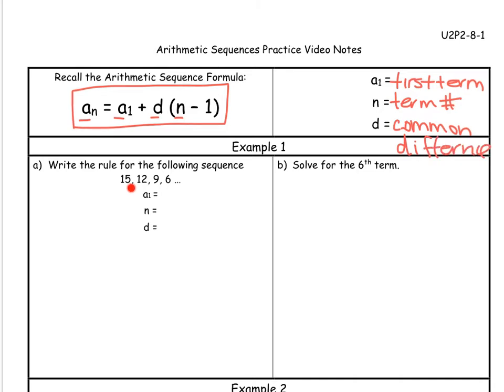So we're going to take a look at this sequence right here, 15, 12, 9, and 6. It's a decreasing sequence. I'm telling you it's arithmetic, so that means our common difference is going to be constant from one term to the next. And we're going to solve for the sixth term. So we want to identify all of these variables first.